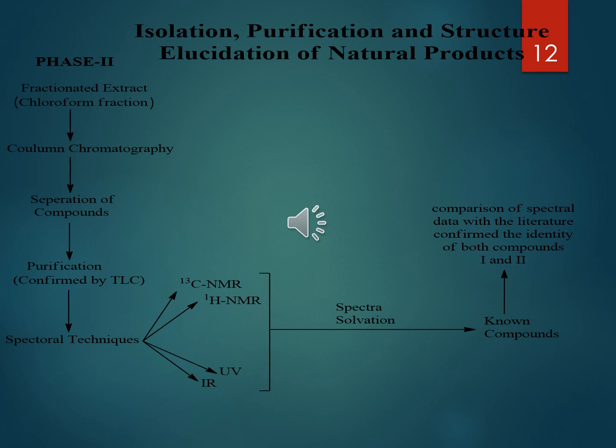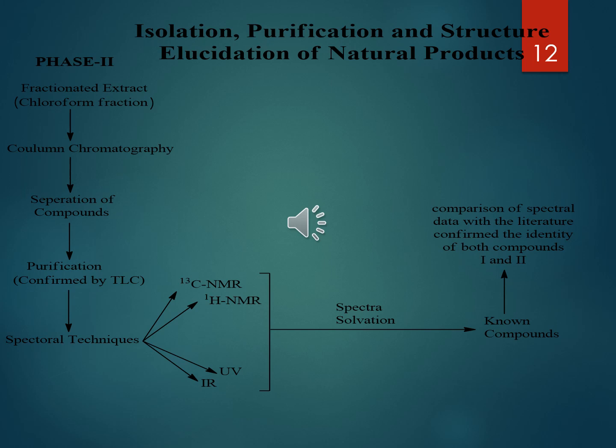The second phase consists of isolation, purification, and structural elucidation of the natural products. This phase consists of the following steps. In the first step, the more active fraction is chosen on the basis of phytoconstituents and the maximum number of organic compounds for column chromatography. So we choose a chloroform fraction, which is subjected to column chromatography for the separation of the organic compounds.